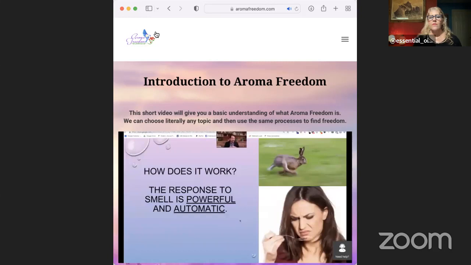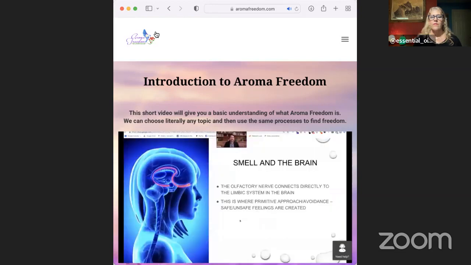Or when the rabbit smells the fox and starts running, it doesn't have to think about it. It's wired into the protective system to run away from danger or to run towards food. So it's powerful and automatic. It's because the olfactory nerve connects directly to the limbic system in the brain, where our primitive approach-avoidance, or safe or unsafe, feelings are created.